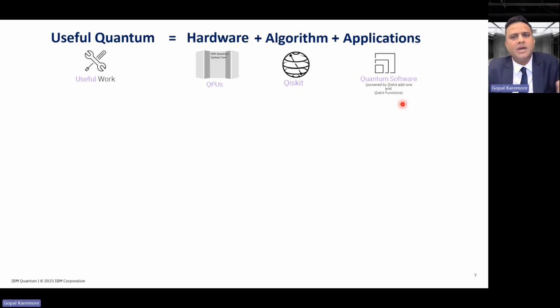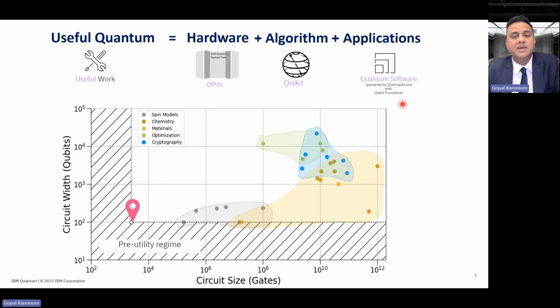But just to make you understand why algorithms and applications are as important as hardware, look at this plot. It has circuit size on the x-axis and circuit width, the number of qubits, on the y-axis. If you are in this shaded region, it's pretty much hopeless for doing a quantum experiment, because it can be easily simulated by brute force classical computation. So here we have surpassed this shaded region, which we call the utility era, but there is a challenge, because real practical applications, for example spin models or chemistry optimization, are far away from this side, right?